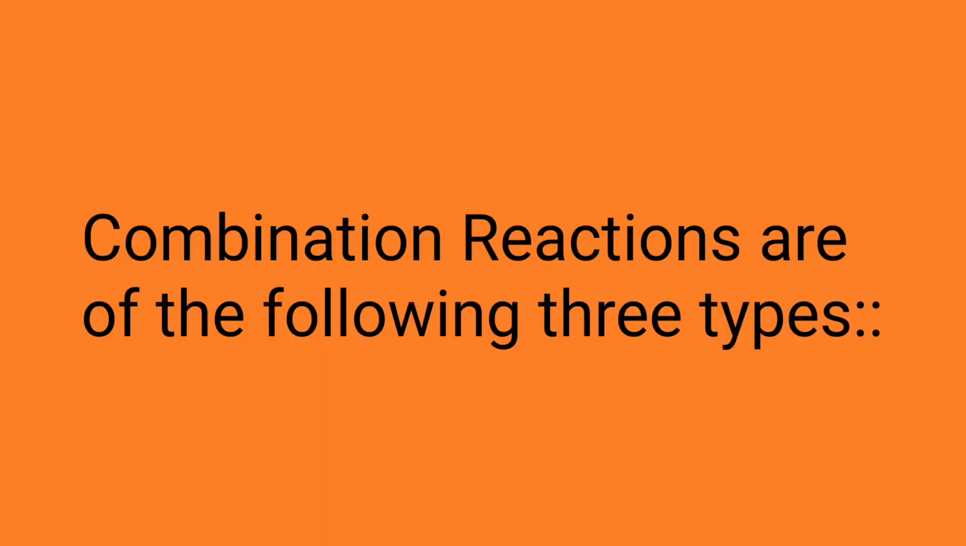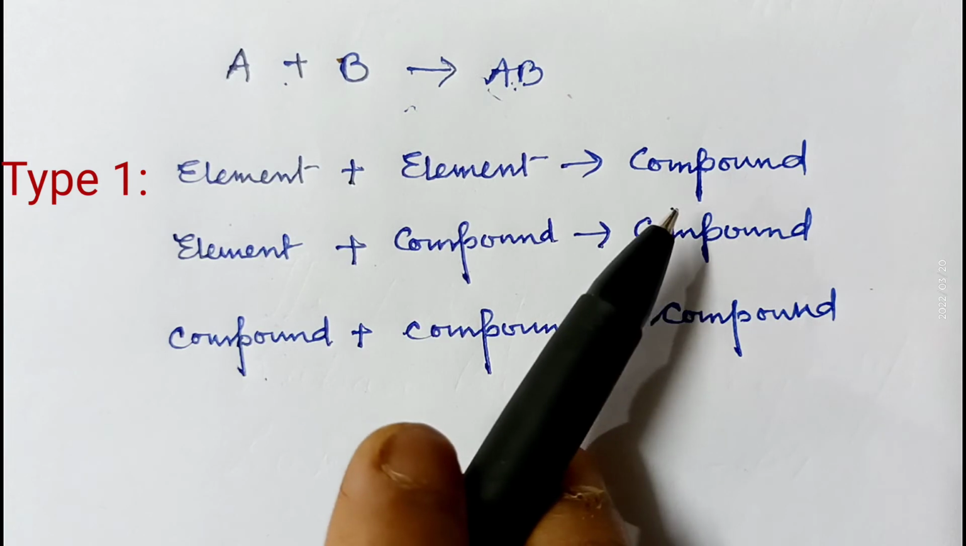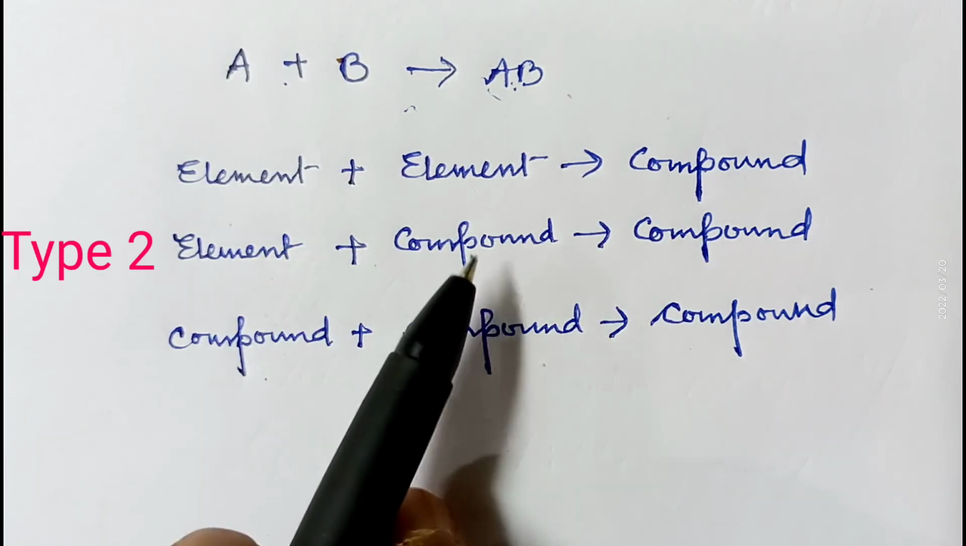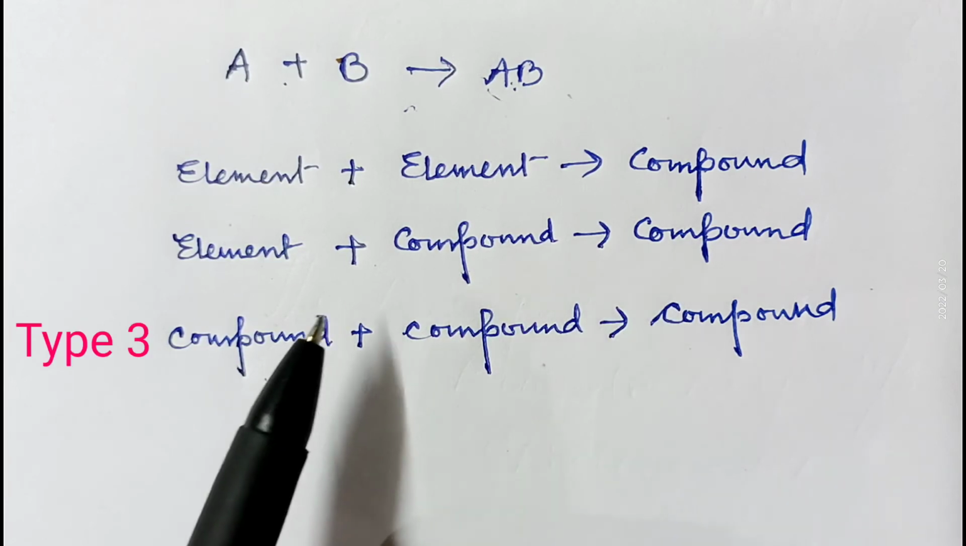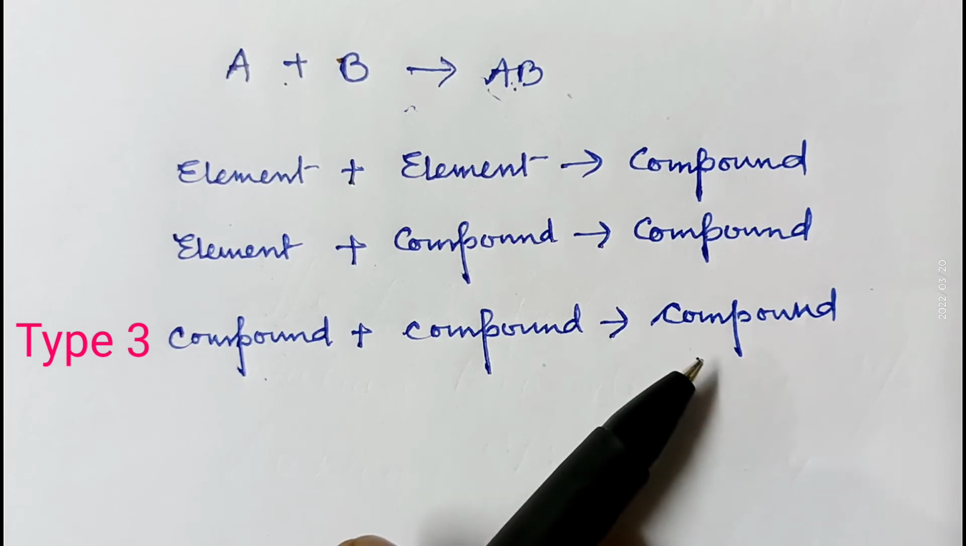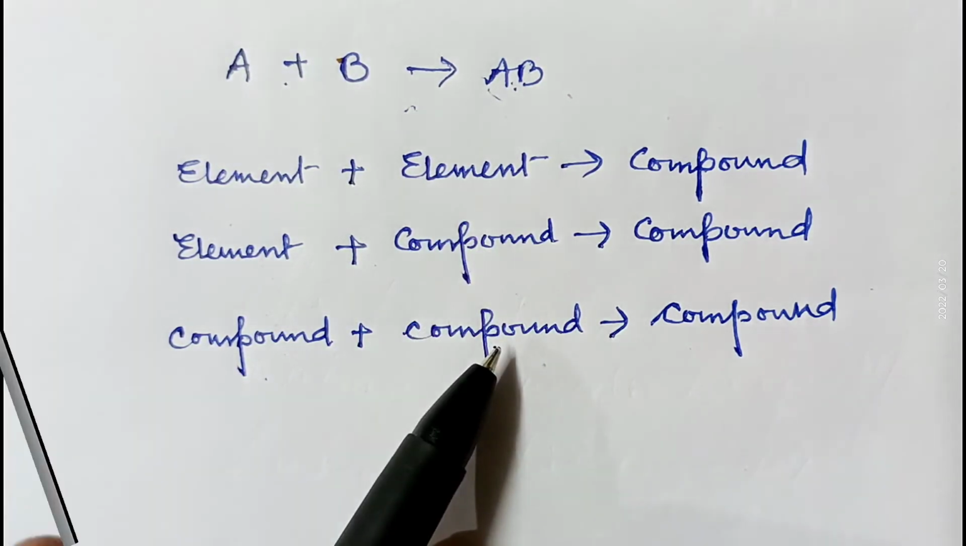So in combination reaction, in the first case it is a combination of two elements to form a compound. In the second case, it is the combination of an element with a compound to form a compound, and in the third case, one compound reacts with another compound to form a new compound. Let me give one example of each now.